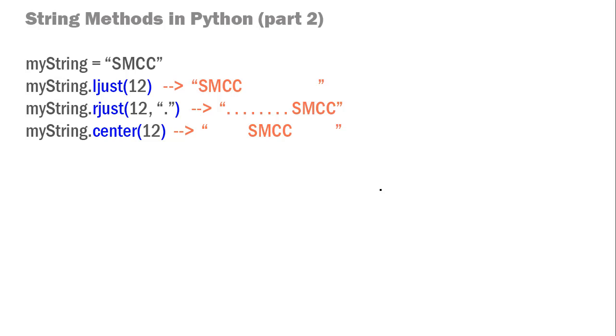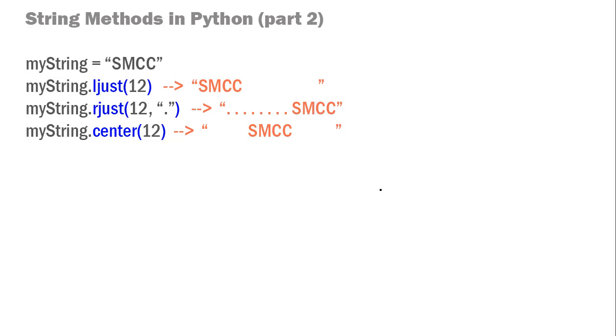I want to conclude by looking at three more methods of strings, and that is ljust, rjust, and center. And these can be used for spacing output. The ljust left justifies the string in a field of a specified width. In this case, I did 12. So I'd have SMCC on the left and then 8 spaces after that.